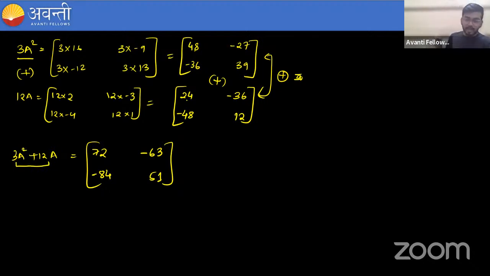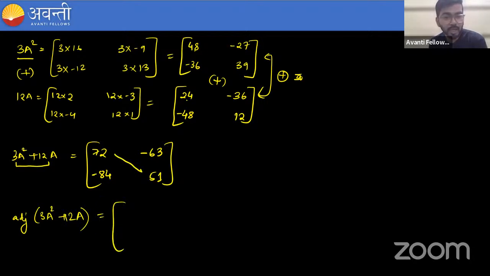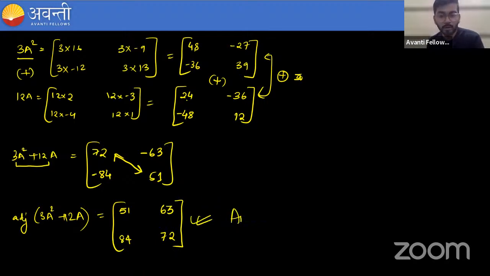After getting the value of 3A square plus 12A, what are we supposed to do? We are supposed to find the adjoint of this matrix. I told you a trick, right? So you can directly apply the trick to get the adjoint of 3A square plus 12A. In the adjoint, we interchange these two terms. So here 51 will come and here 72 will come, and the rest two terms we keep as they are but with a minus sign. So you will get here 63, here 84. This is the answer to our question.